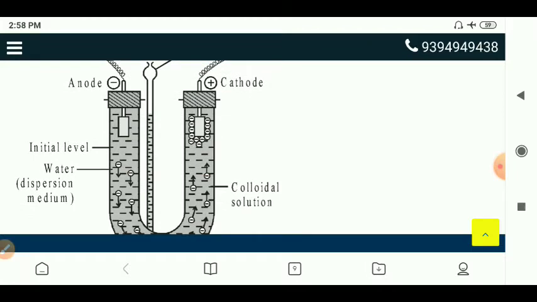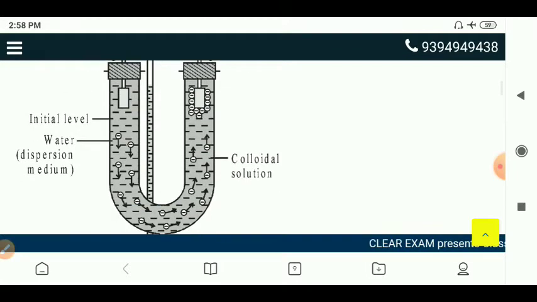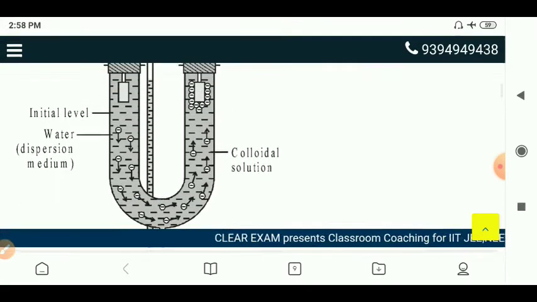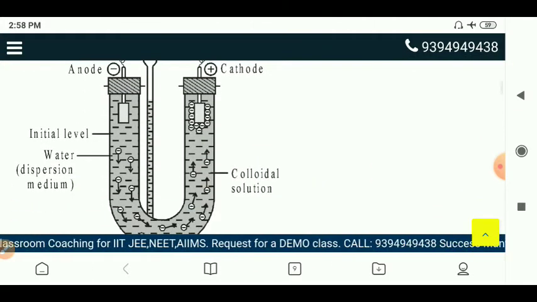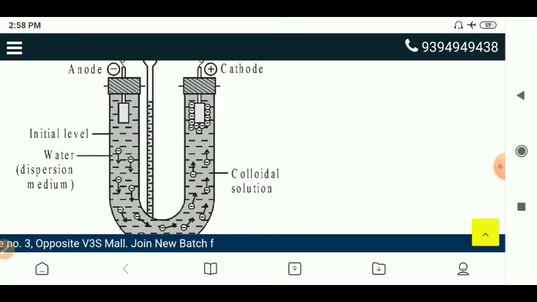So this is the apparatus setup. We take a U-tube apparatus. The U-tube apparatus can be connected with an anode and cathode, and it has to be filled with a colloidal solution. So we take the colloidal solution. When I pass the current, suppose the dispersive phase contains negative charge, it has to move towards the positive electrode. Suppose the dispersed phase contains positive ions, it moves towards the negative electrode.